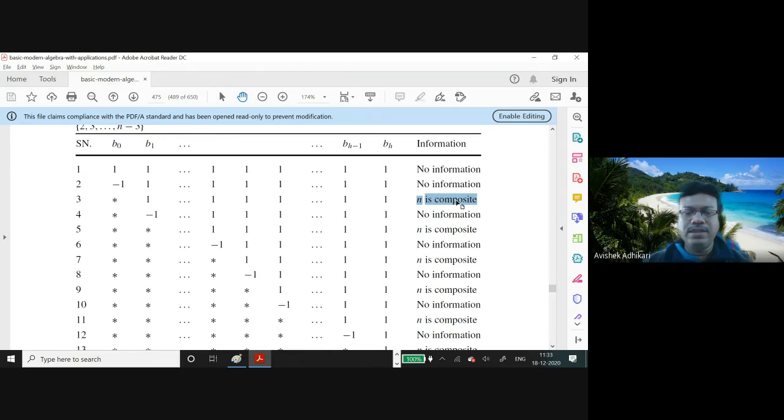And since I have told you, you must return some value, yes or no. When you have no information, you should return the number is not composite. Okay. That means you might have some wrong information here. So when you say n is composite, that means you should return yes. When you have no information, then also your algorithm must return something. So what should it return?